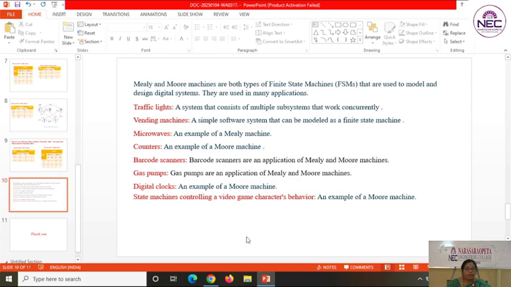These are practical applications of Mealy machine and Moore machine. This is briefly the Mealy machine and Moore machine: how to convert Mealy machine and Moore machine to Mealy machine, and applications of Mealy and Moore machines.